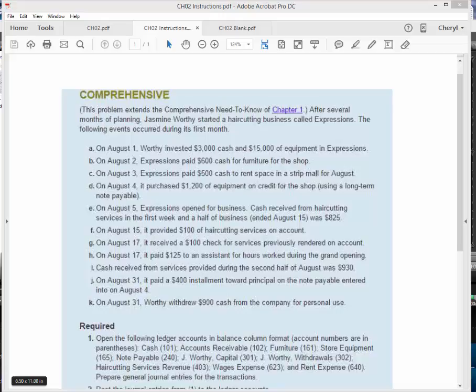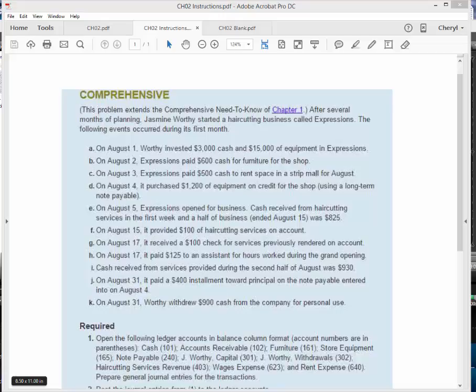But basically, we have letters A, B, C, D, all the way through K, telling us things that have occurred during the first month of business. So on August the 1st, it says Worthy invested $3,000 cash and $15,000 of equipment in Expressions.